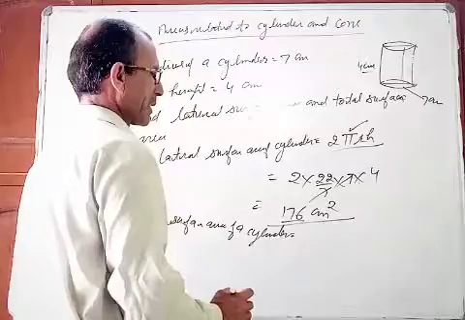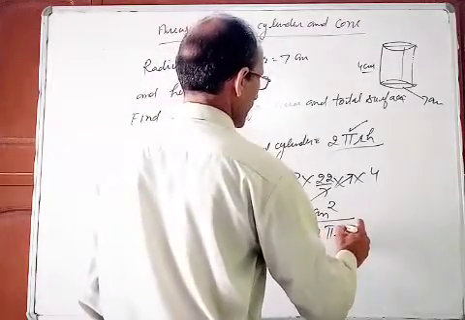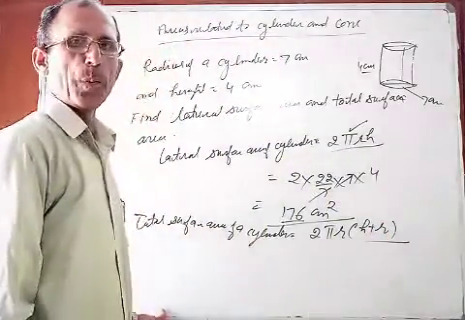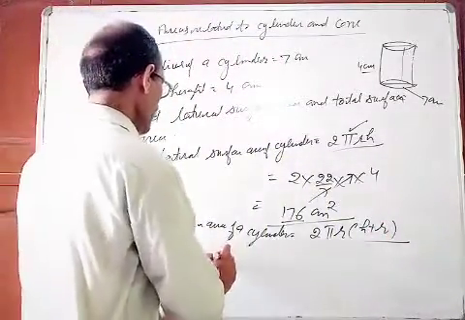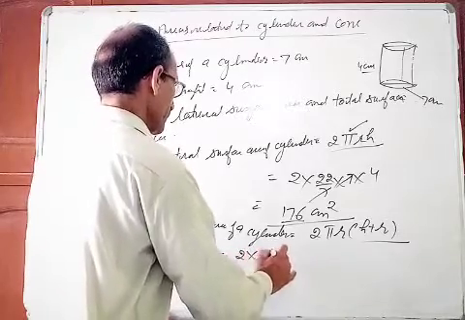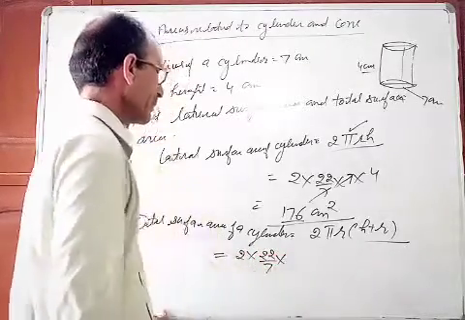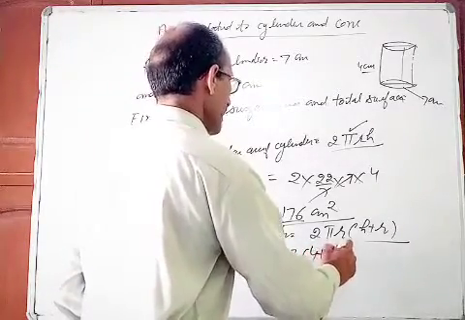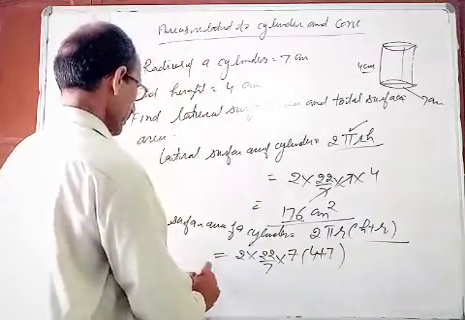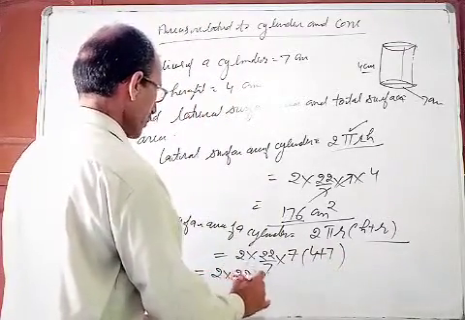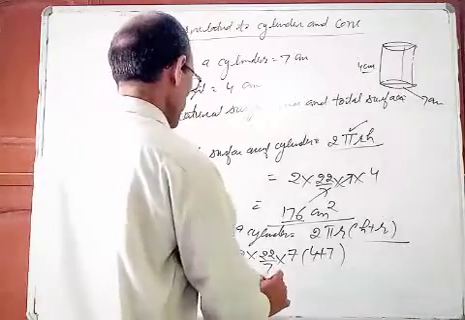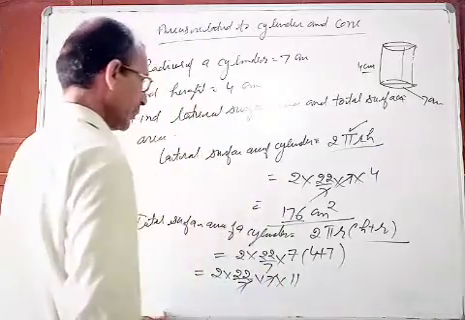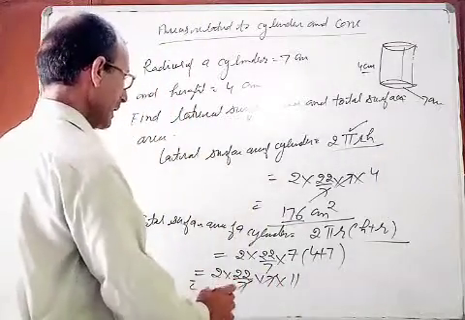Total surface area of a cylinder is 2 pi r bracket h plus r. So 2 into 22 by 7, radius is 7, height is 4 and radius is 7. 11, 7 cancel to 7. So multiply them.